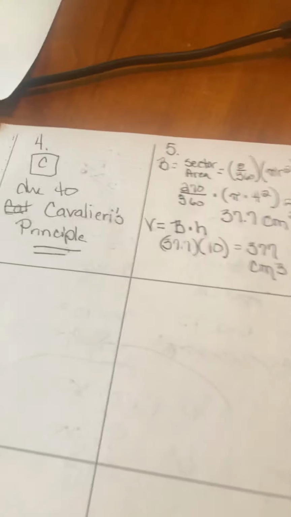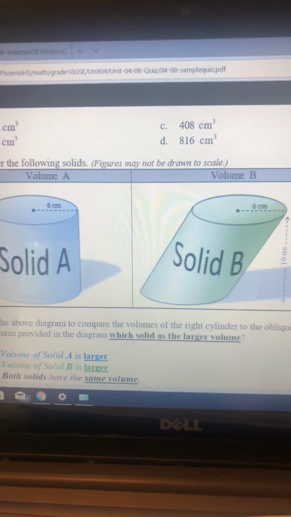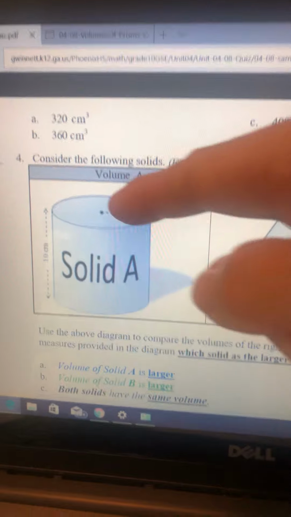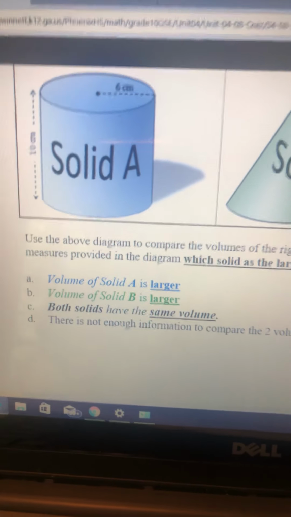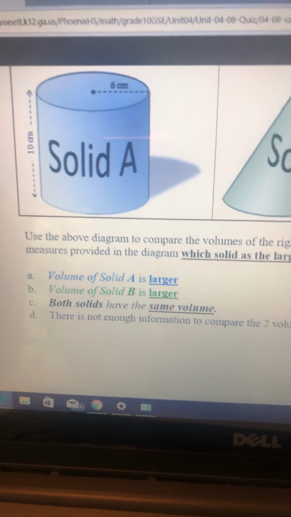So now we're going to move on to number 4. Number 4 was simple. We just had to apply Cavalieri's principle, which says that two solids that have the same height and the same dimensions basically have the same volume. If you'll notice, they both have a radius of 6, they both have a height of 10. So according to Cavalieri's principle, they're going to have the same volume. So your answer should have been C on this one, the same volume.